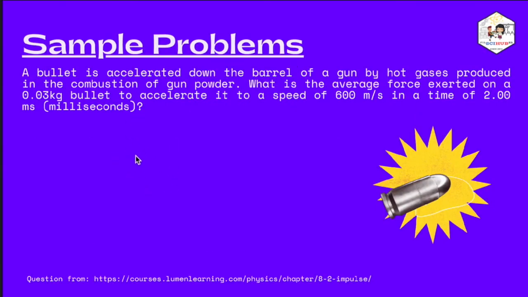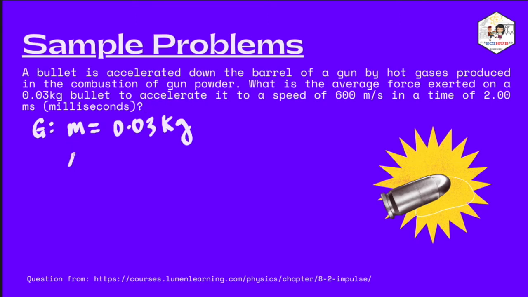For our sample problem in the impulse momentum theorem, a bullet is accelerated down the barrel of a gun by hot gases produced in the combustion of gunpowder. What is the average force exerted on a 0.03 kilogram bullet to accelerate it to a speed of 600 meters per second in a time of 2 milliseconds? So again, we will approach this problem using the GRESA method. Let's first write down the given. We have the mass of the bullet, 0.03 kilograms, and the change in velocity of the bullet, 600 meters per second.